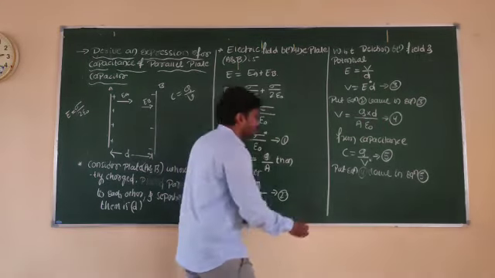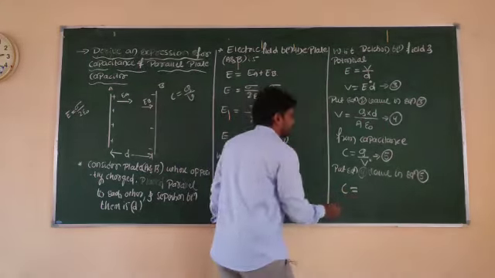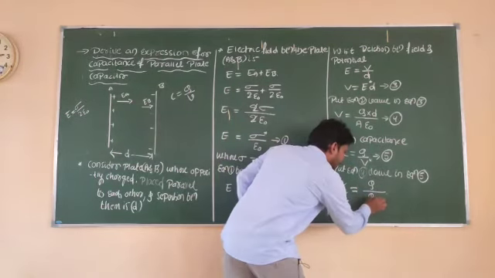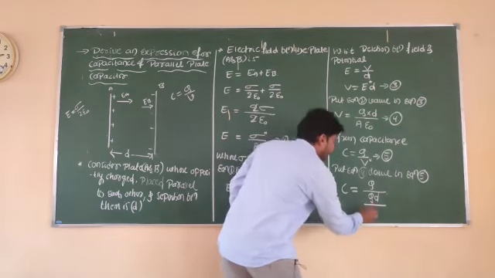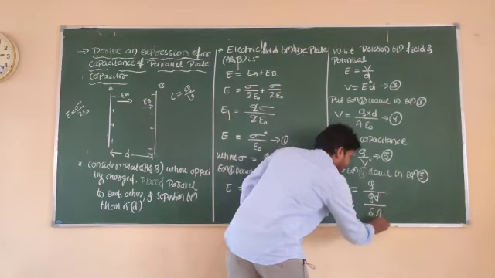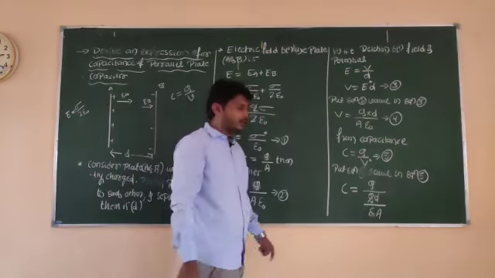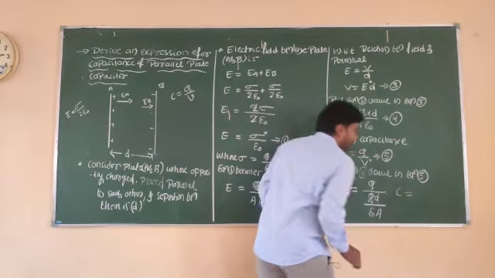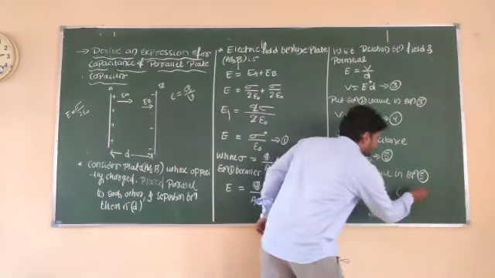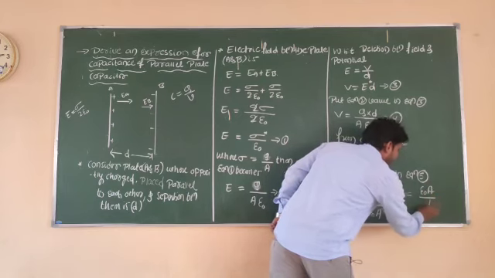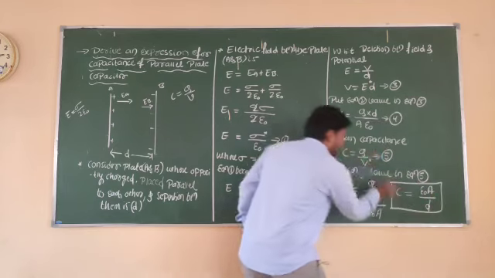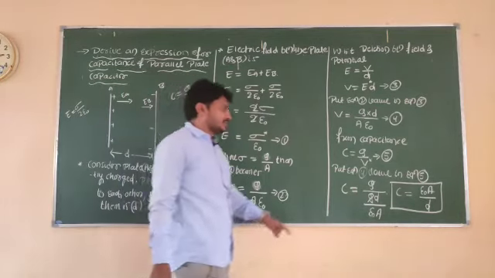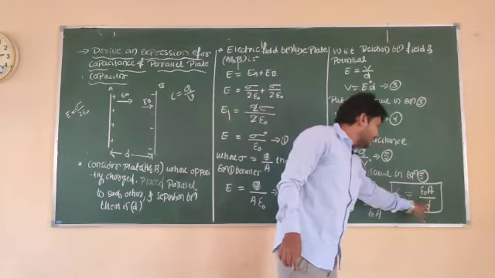So let me fill it here. So C is equal to Q divided by V, so V means Q into D divided by epsilon naught into A. Q term will get cancelled out here. Epsilon naught A term will go to numerator. So finally, what will be the equation here? C is equal to epsilon naught A divided by D here. So that is the capacitance of a parallel plate capacitor.